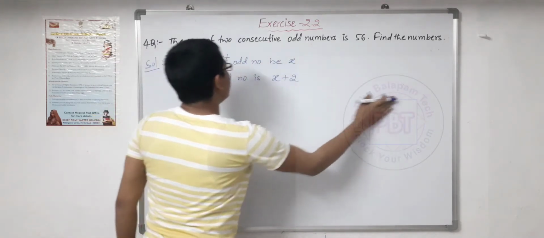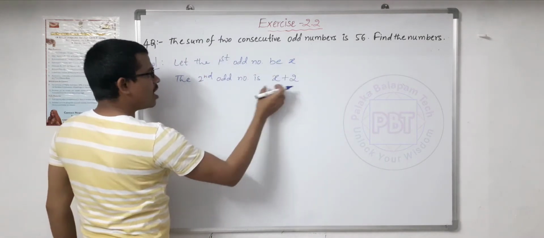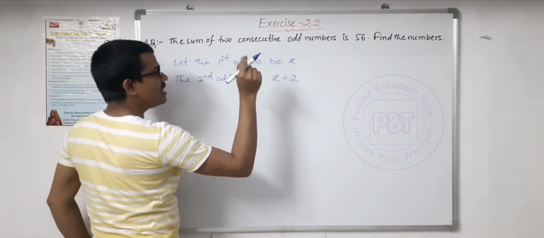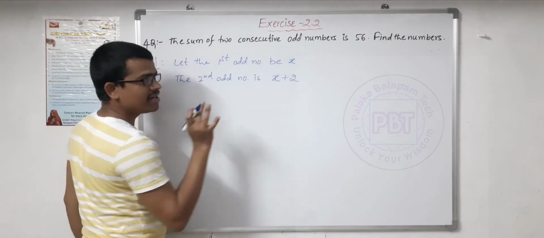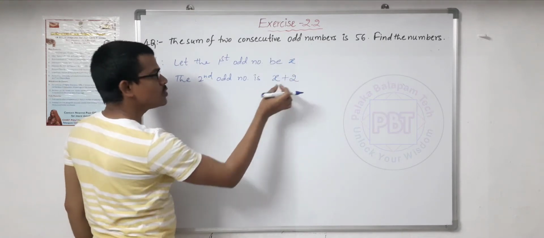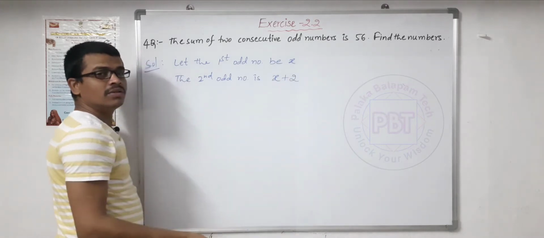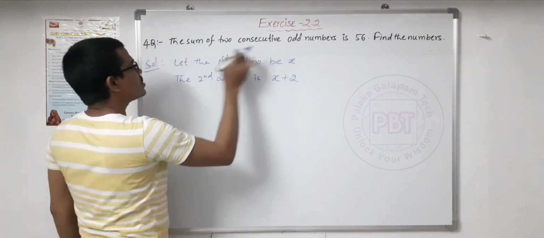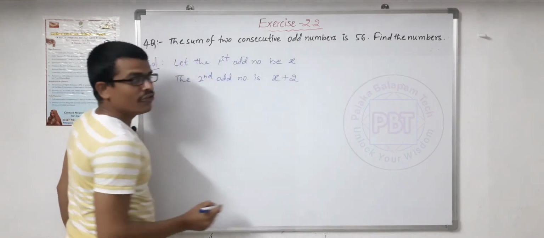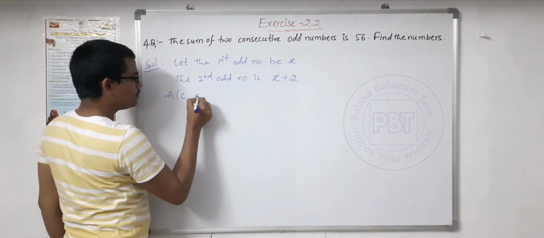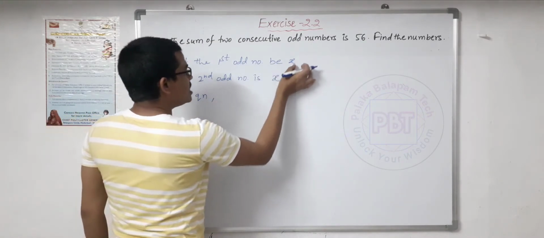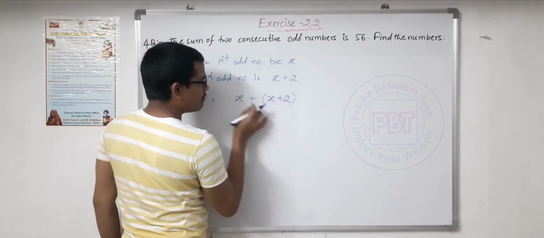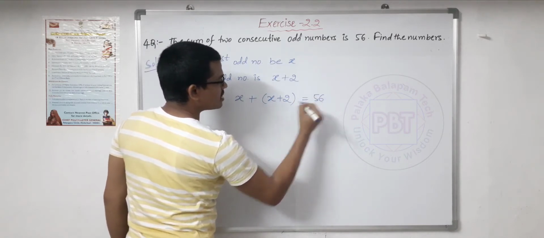Similarly, here also the first odd number is x. Then the second odd number is x plus 2. Why am I adding 2 to the x? Because the difference between two consecutive odd numbers is always 2. So x and x plus 2 are the consecutive odd numbers. According to the question, the sum of two consecutive odd numbers is 56. So the sum of the first odd number x plus the second odd number x plus 2 is 56.